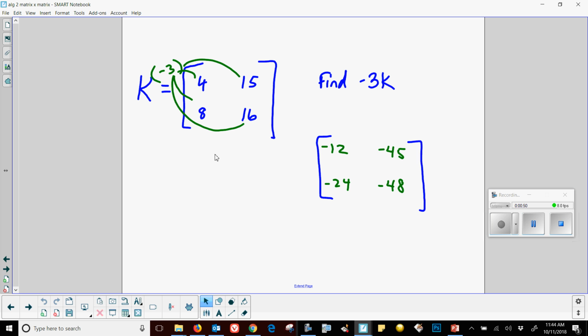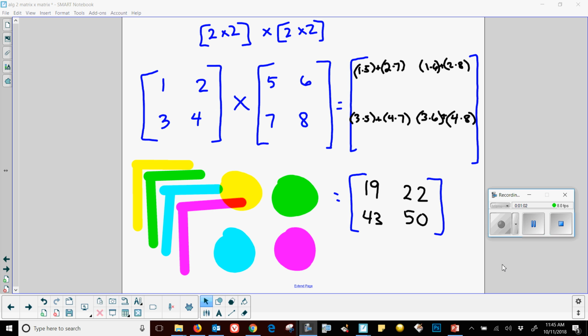Same thing with scalar multiplication. It's pretty easy. 2 by 2 multiplying, it's not quite the same. In adding and subtracting, you would think it would be like 1 times 5 and 2 times 6, but clearly 1 times 5 is not 19 and 2 times 6 is not 22. So what happened?